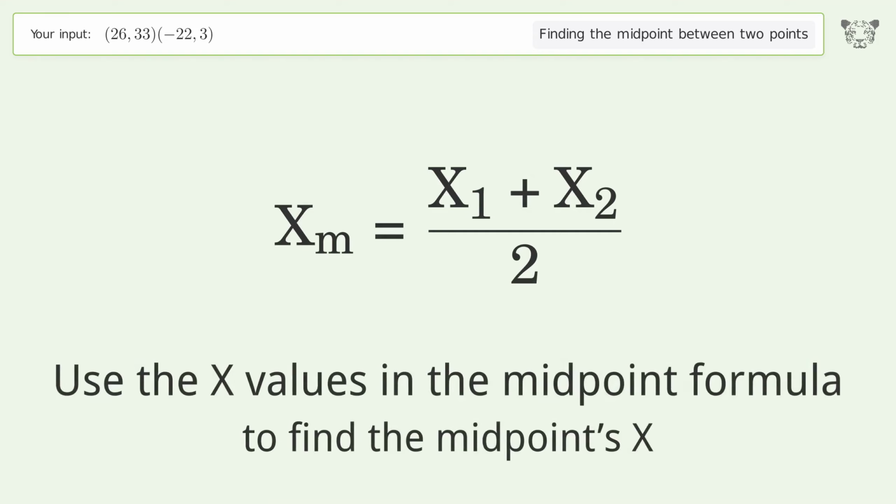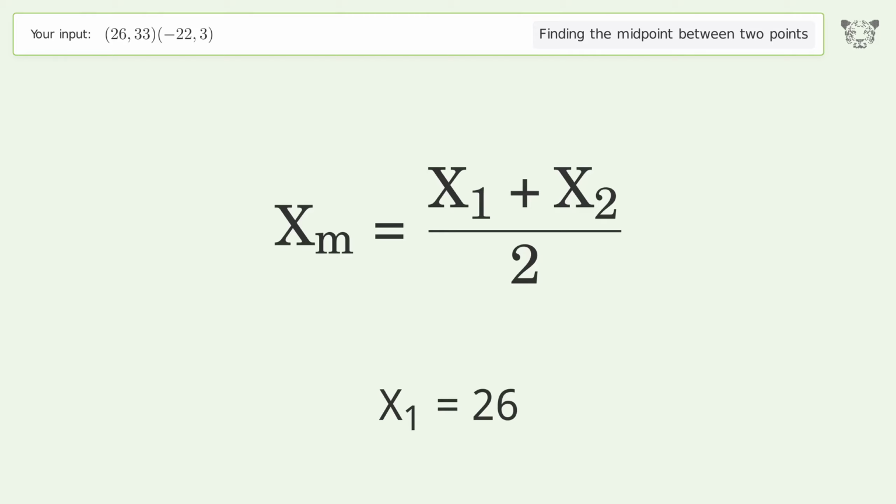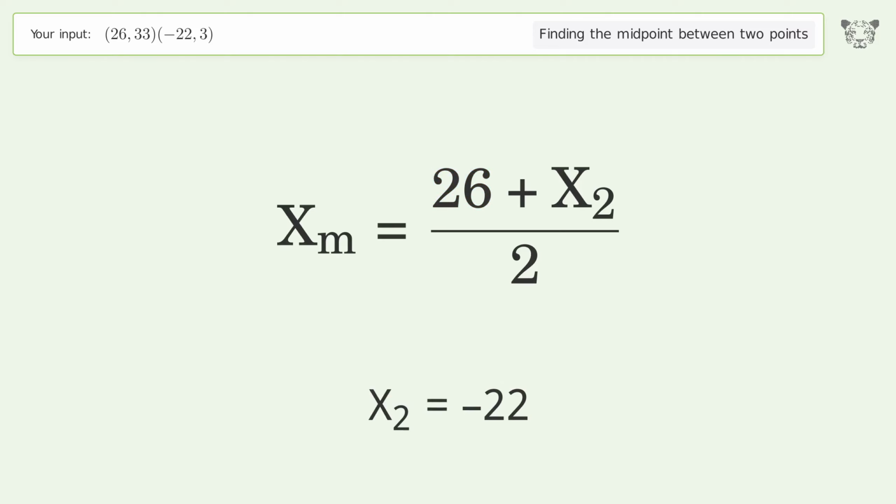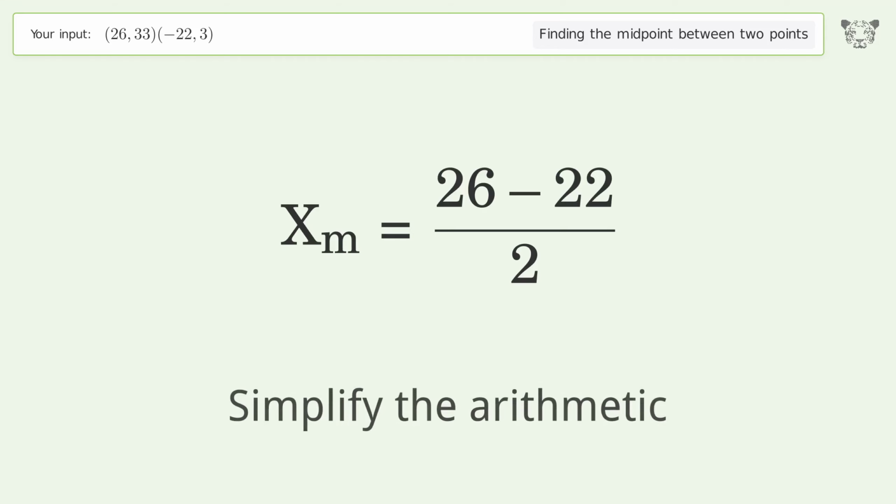Use the x values in the midpoint formula to find the midpoint's x. x1 equals 26. x2 equals negative 22. Simplify the arithmetic.